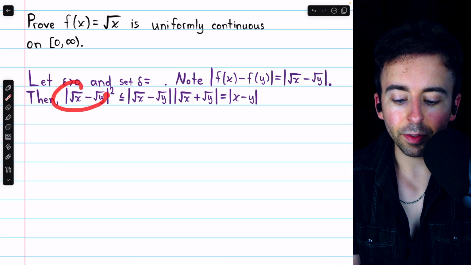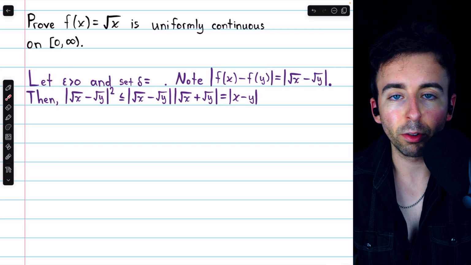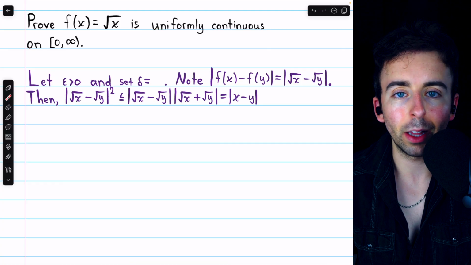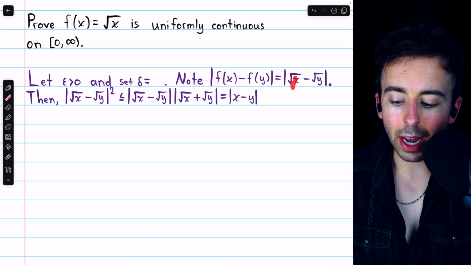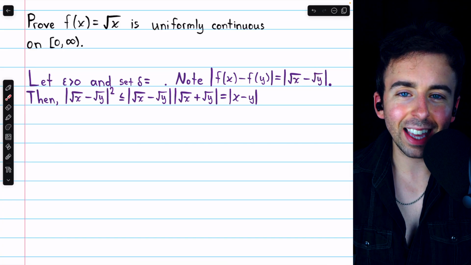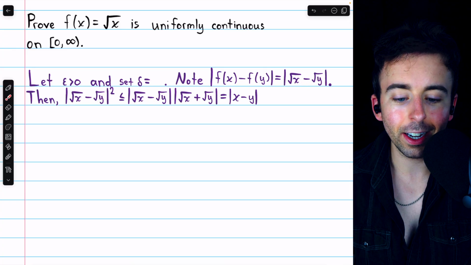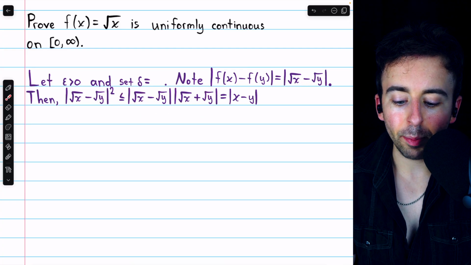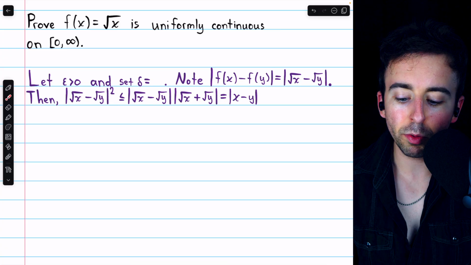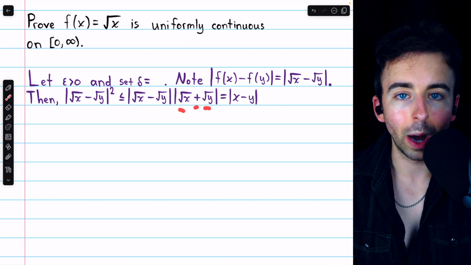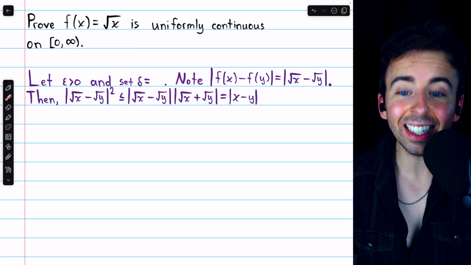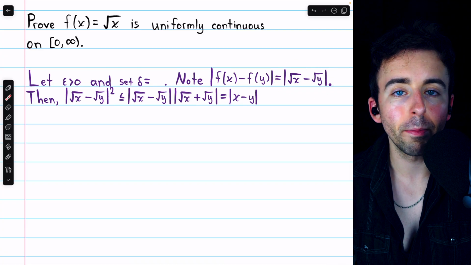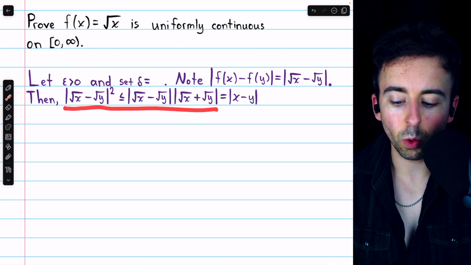That's because on the left, we're multiplying the absolute value of root x minus root y by itself. With the absolute value of root x minus root y, the root x and the root y will have magnitudes that cancel out some because we are subtracting. But on the right, we're multiplying the absolute value of root x minus root y by the absolute value of root x plus root y. In this case, their magnitudes are adding. So the absolute value of root x plus root y is at least as big as the absolute value of root x minus root y. That's how we know this inequality is true.